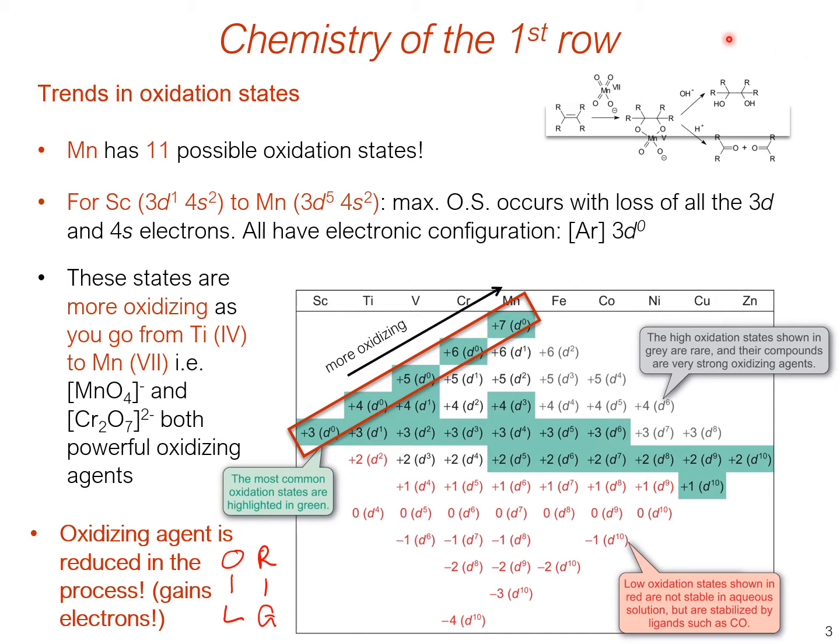And at the top here I've got an example of this permanganate anion performing an oxidation reaction on an organic alkene. So you can either add 2 alcohol groups to it or break it down into 2 ketones. But you'll learn more about alcohols and ketones in the organic chemistry part of the course.